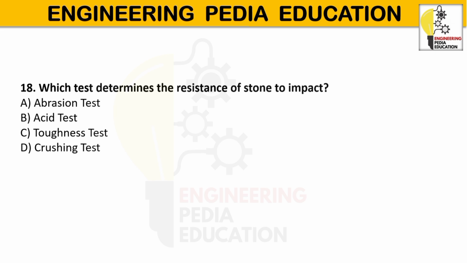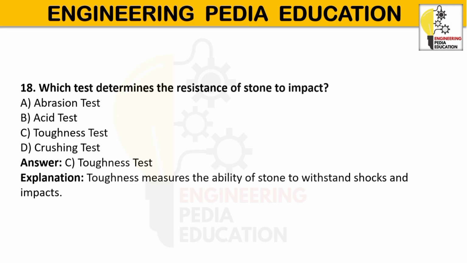Which test determines the resistance of a stone to impact? Abrasion test, acid test, toughness test, crushing test. Toughness test measures the ability of a stone to withstand shock and impact. Resistance to crushing, compression test; resistance to wear, Dorry abrasion test; resistance to water penetration, water absorption test; resistance to weather, weathering test; resistance to fire, fire resistance test; and resistance to impact, toughness test.